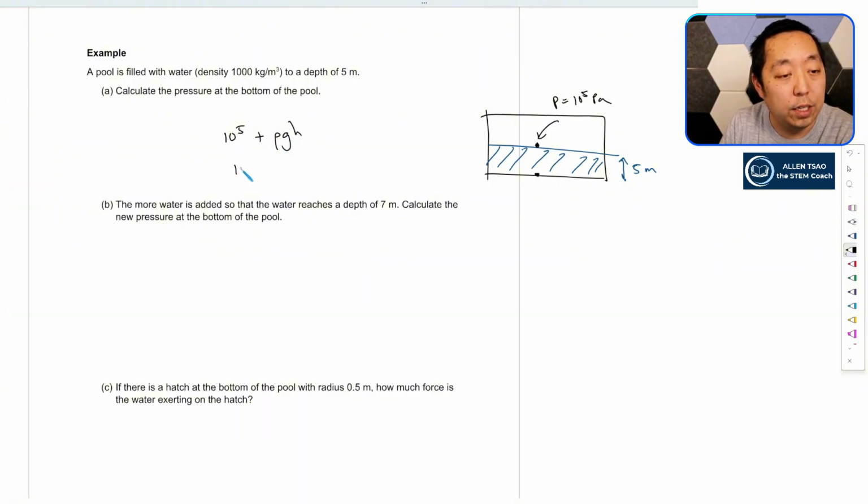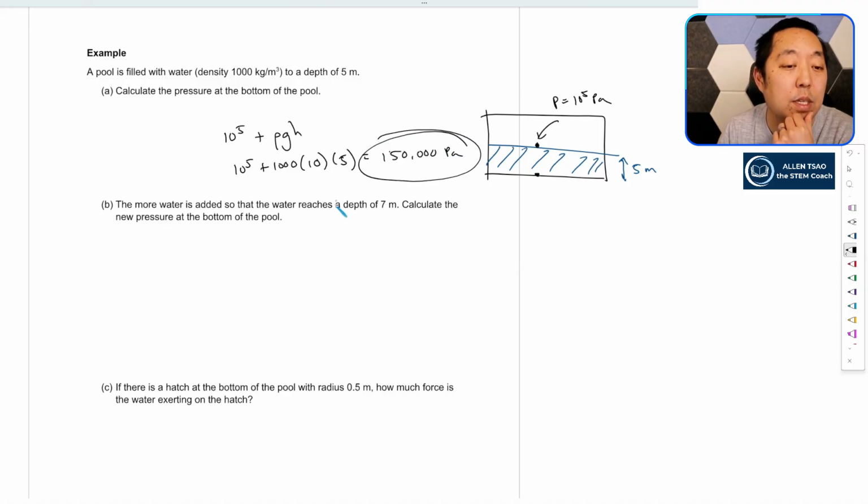Well, you're just going to do 10 to the 5th pascals plus rho g h. The rho is 1,000, we'll use g of 10, and the height is 5. So this is 50,000, and this is 100,000, so it's 150,000 pascals. Okay. Now more water is added, so the water reaches a depth of 7 meters.